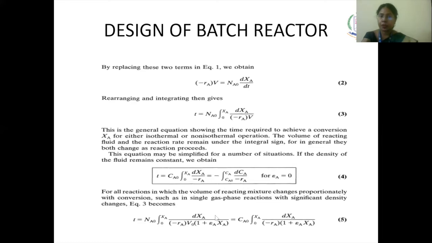In terms of variable volume, we have to accommodate the epsilon A terms. t is equal to Na naught integral from 0 to xa dxa by minus Ra into V naught into 1 plus epsilon xa, which can also be written, since Na naught and V naught can be clubbed together, as Ca naught integral from 0 to xa dxa by minus Ra into 1 plus epsilon xa.